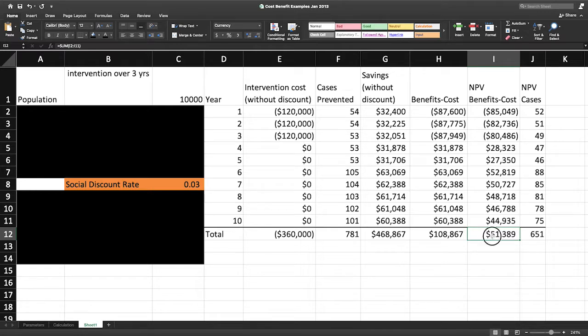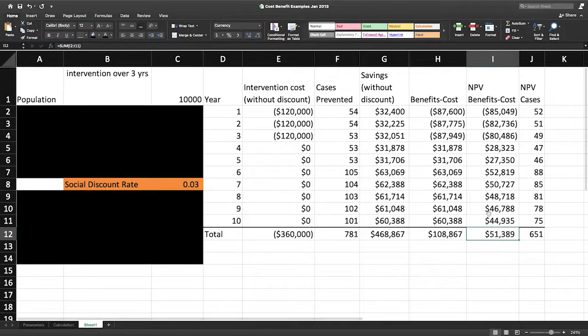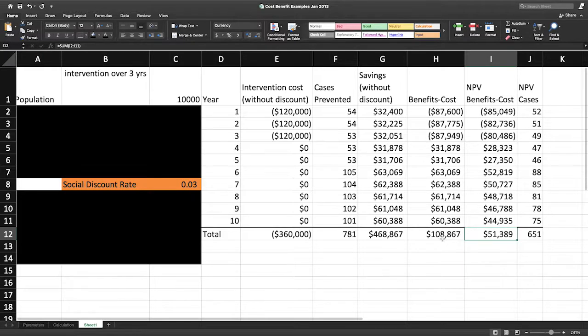And when we sum all of this up, we see that there's a big difference in the net present value benefits minus the cost versus just the regular benefits minus the cost. We have $51,000 when we take into consideration the net present value, but we have $108,000 when we don't take the value of money into consideration. And so you really need to think about this when you are doing your calculations, because this can make a big difference in what you recommend.